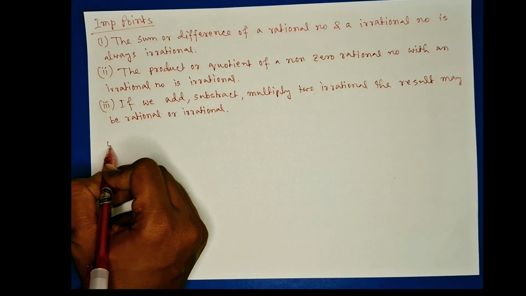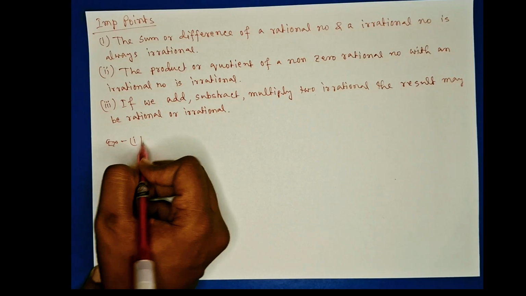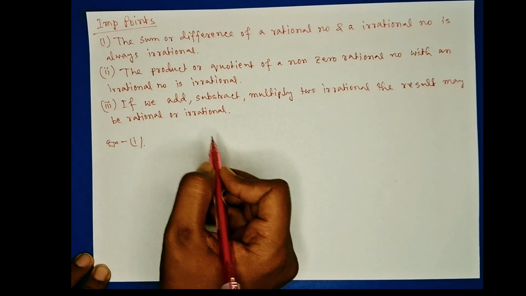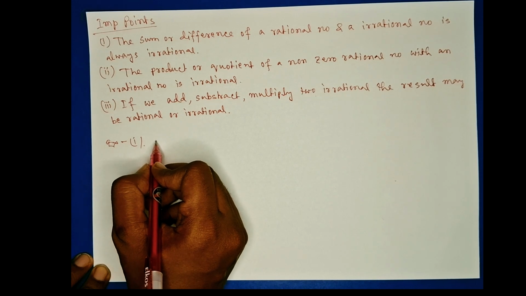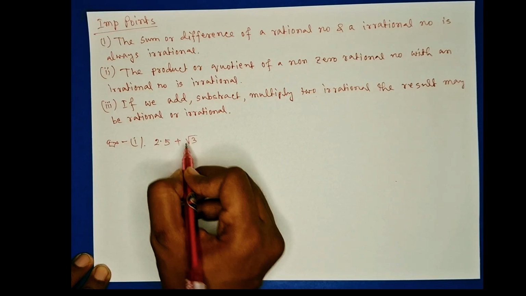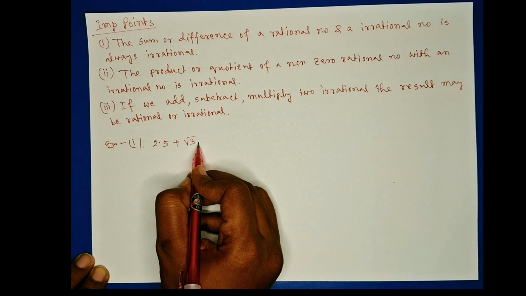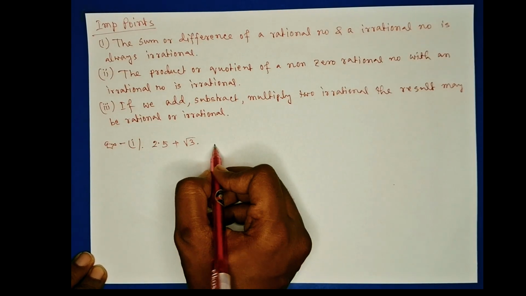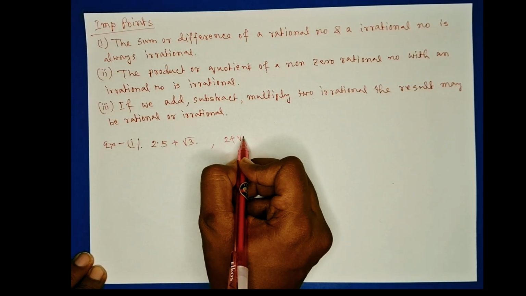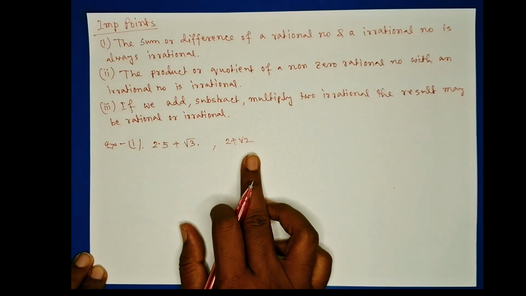For the first, the example may be the sum or the difference of a rational number and an irrational number. Suppose a rational number is 2.5 and the irrational number is root 3. This is always irrational. Or another example may be 2 plus root 2. This is irrational. This will always be irrational.